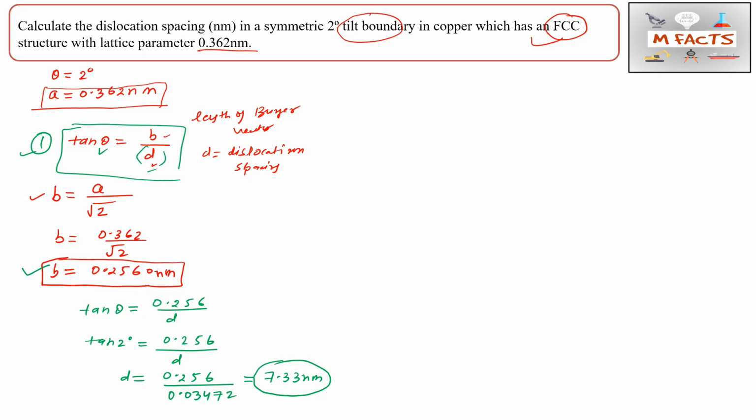Okay, what is the second formula we can use for the same question with the same data? I will show you that also. In some books you will get this formula also. The formula is sine theta by 2 equals B by 2D. Okay, so now we know this theta value, we know this B, we need to find this D value.